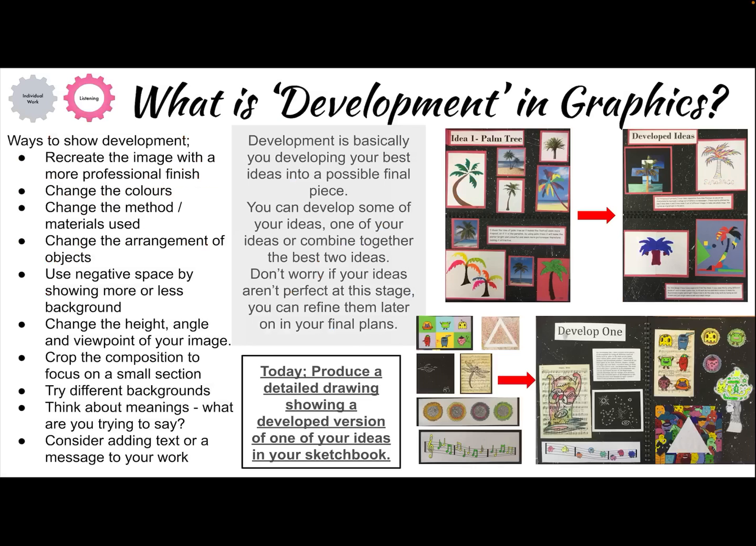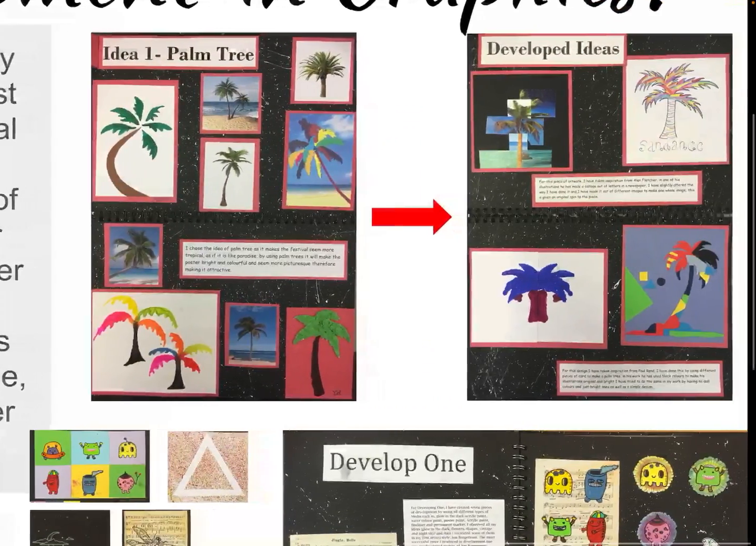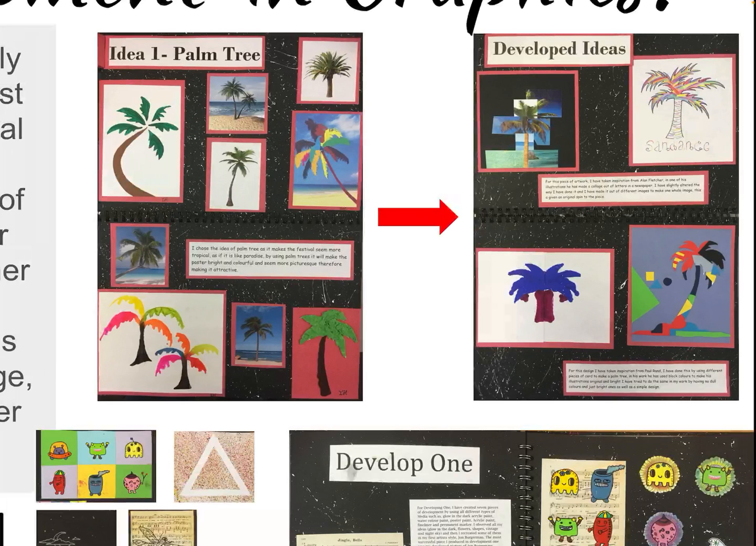So there are several different ways in which you can show development. So this student here has done their ideas pages, okay, and they've done some palm trees. So that's one of their ideas, that's the previous section. The developed side is they've taken those palm trees and they've improved them, they've made them better. So there's several different ways in which they've done it. They've changed the colours, they've changed the materials, they've changed the arrangement, and they've explained what they've done there as well.